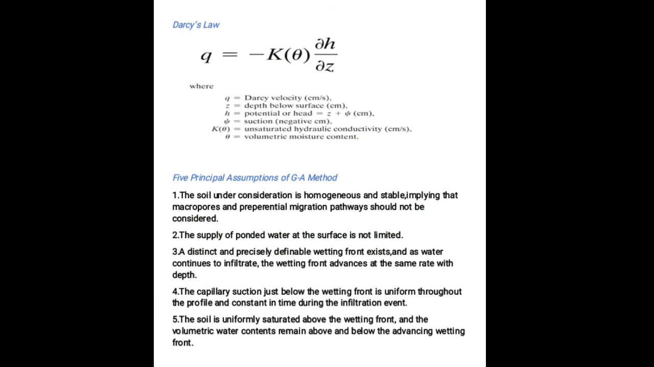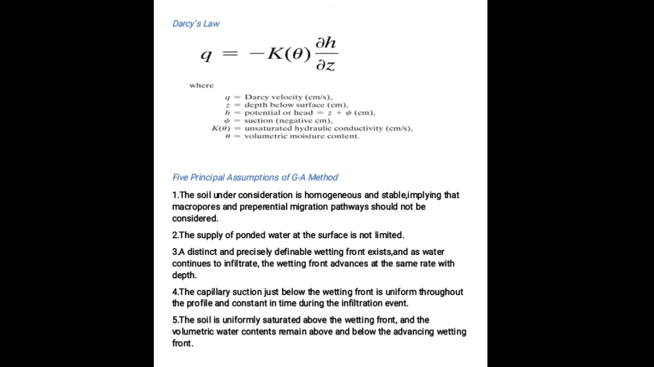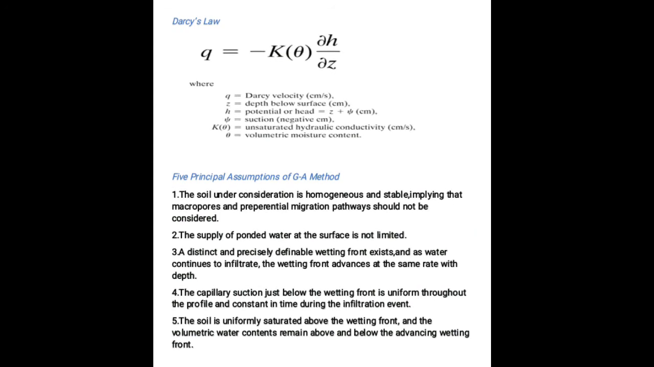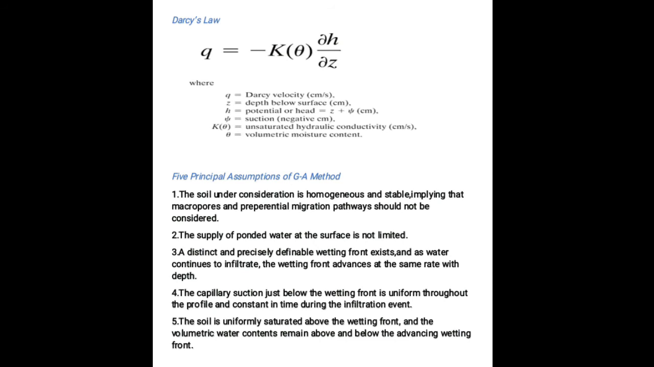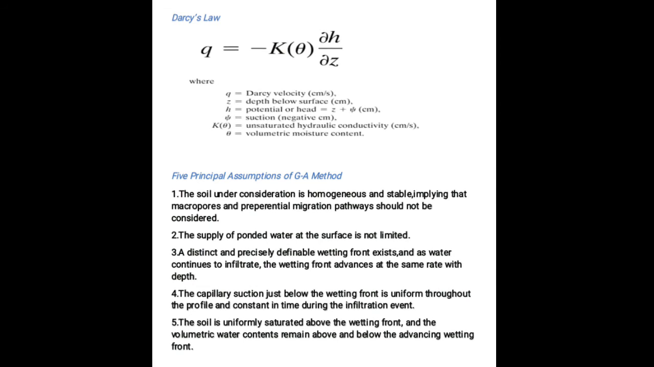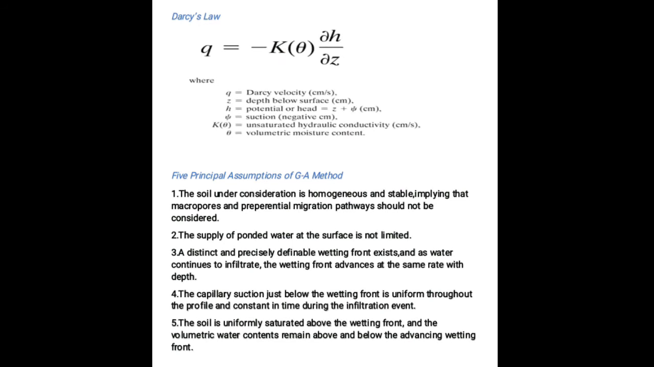Five principal assumptions of the Green-Ampt method. The soil under consideration is homogeneous and stable, implying that macropores and preferential migration pathways should not be considered. Number 2, the supply of ponded water at the surface is not limited. Number 3, a distinct or precisely definable wetting front exists, and as water continues to infiltrate, the wetting front advances at the same rate with depth.